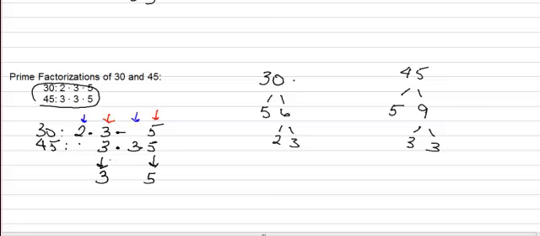Remember what we're talking about here is greatest common factor. So we're looking for what's in common. So we see that the 30 and the 45 both have a factor of 3, and both have a factor of 5. So now if we multiply those back together, we get 15. And 15 now is our greatest common factor of 30 and 45.